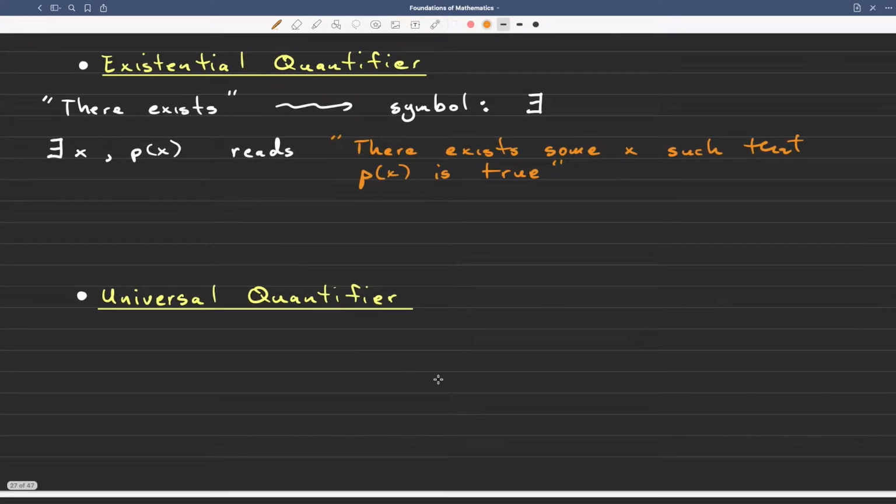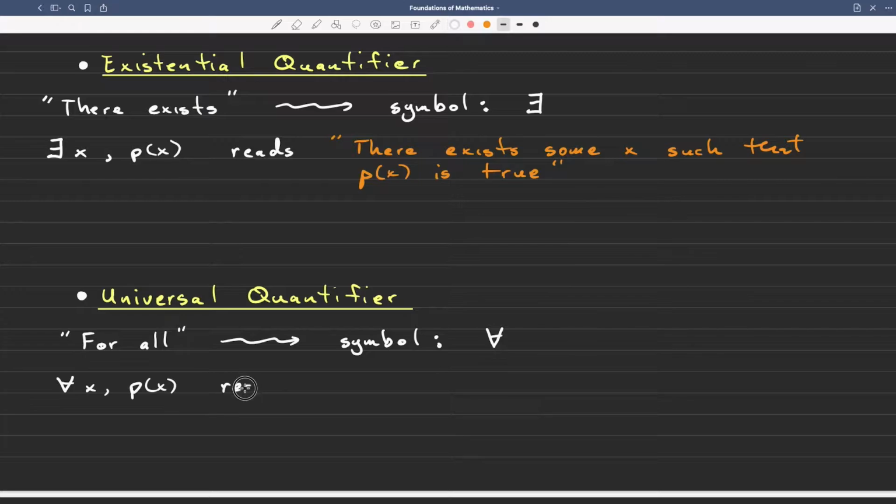The other quantifier that we focus on is called the universal quantifier. This is when you start asking, is that propositional function p of x always true? Is it universally true? In English, the universal quantifier is just a statement of the form "for all" or "for every," something like that. There are different ways to say it, and we'll talk about that in a minute. Symbolically, our symbol for "for all" is an upside down A. Whenever you see upside down A x, p of x, that reads: for all x, p of x is true.